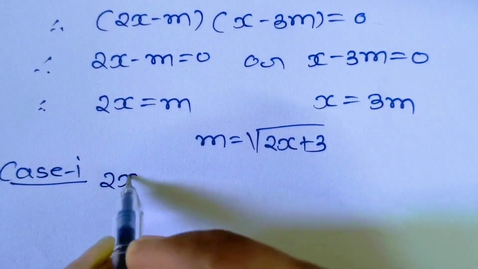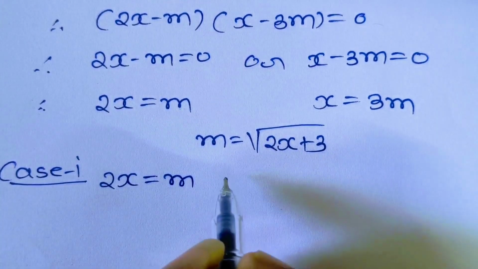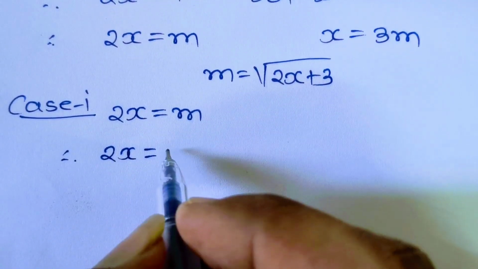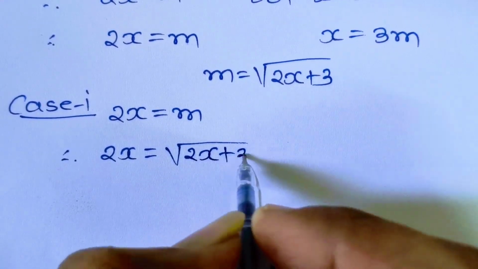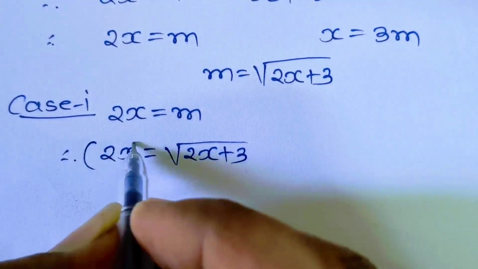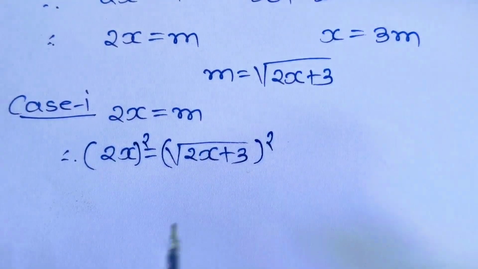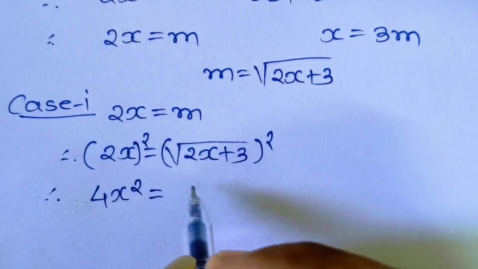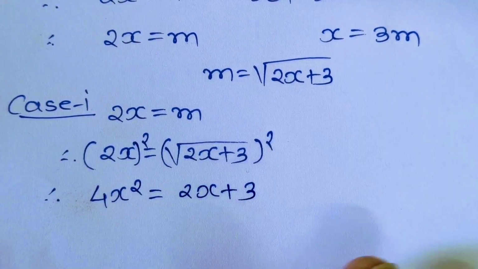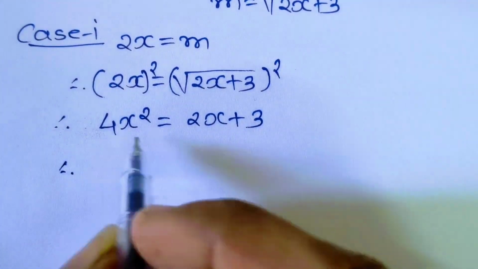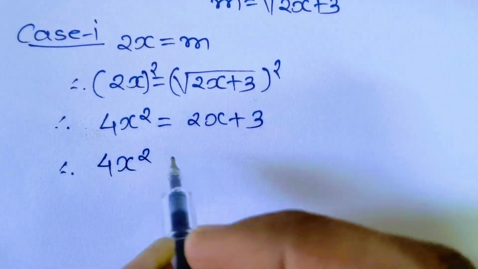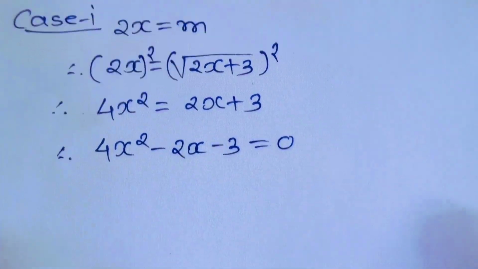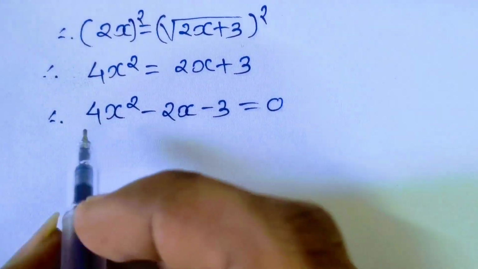Now case 1: 2x is equal to m, and m is the square root of 2x + 3. Therefore 2x is equal to √(2x + 3). Take the square on both sides. Therefore 4x² is equal to 2x + 3, since the square and square root cancel out. Moving this term to the other side, 4x² minus 2x minus 3 is equal to 0. Direct factoring is not possible, so use the discriminant formula.